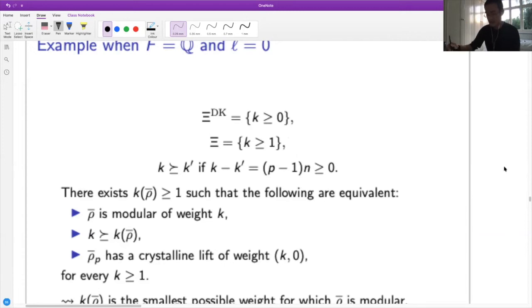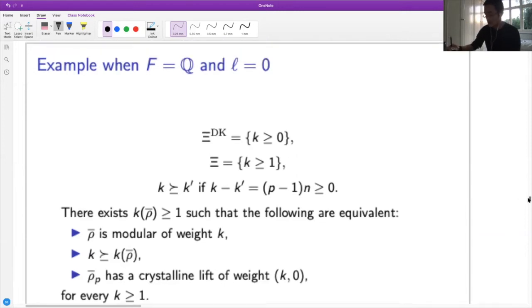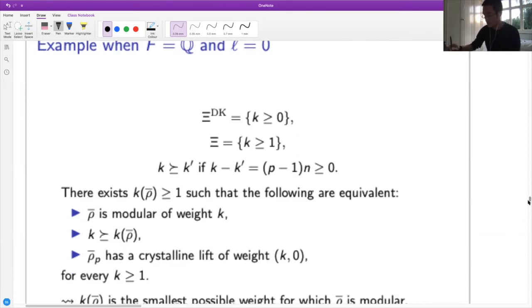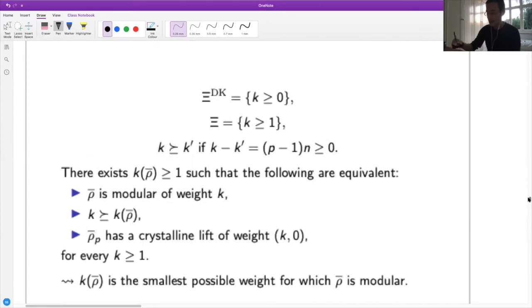And if this is the case, then the statement said that there exists a K rho bar. So there used to be L here, but now I knock it down. So the K rho bar, which lives in C, which is to say greater than or equal to 1, such that the following three statements are equivalent. So the first condition amounts to the equivalence of these two, and the second condition amounts to the equivalence of these two.